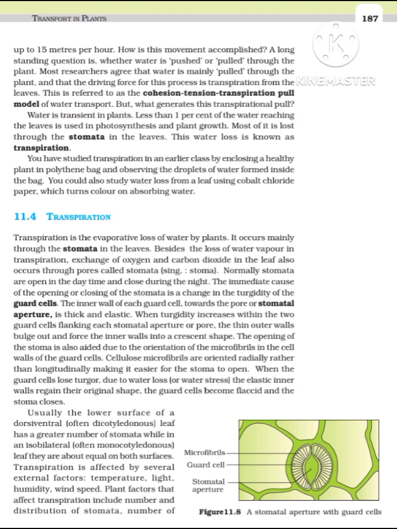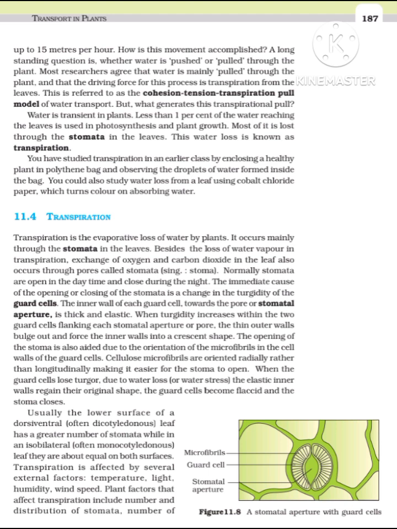11.4 Transpiration. Transpiration is the evaporative loss of water by plants. It occurs mainly through stomata, stoma. Besides the loss of water vapor in transpiration, exchange of oxygen and carbon dioxide in the leaf also occurs through these stomata. Normally stomata are open in the daytime and closed during the night. The immediate cause of the opening or closing of stomata is a change in the turgidity of the guard cells.